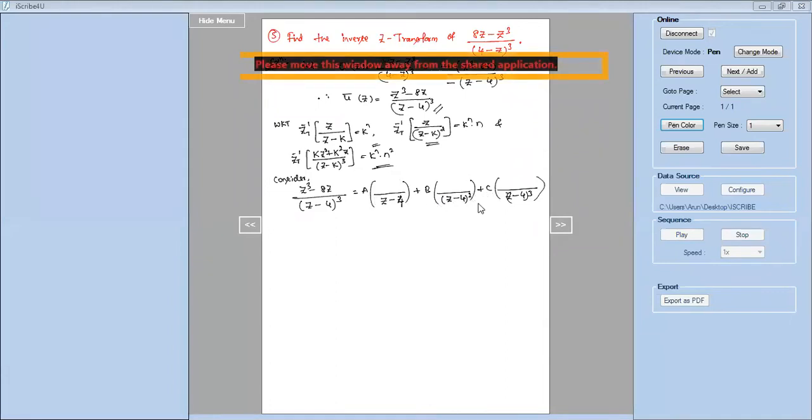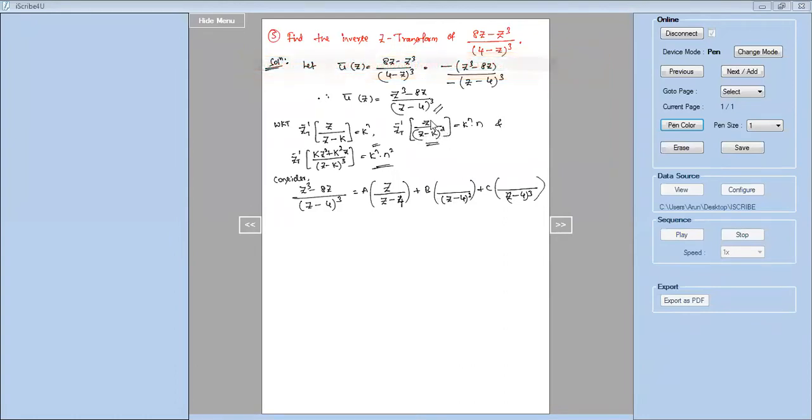Using the partial fraction method, but in the numerator, by looking at the denominator, I will write. The power of z minus 4 is 1, which means in the numerator you should have z. So I'll write z. If I have z minus k whole square in the denominator, what should we have in the numerator? It is kz. Kz by z minus k whole square.